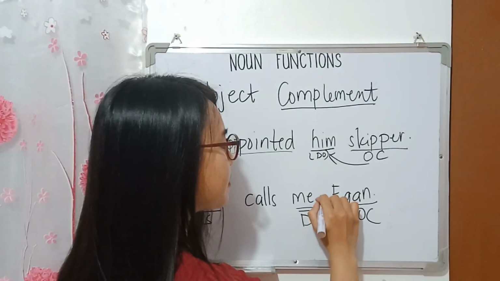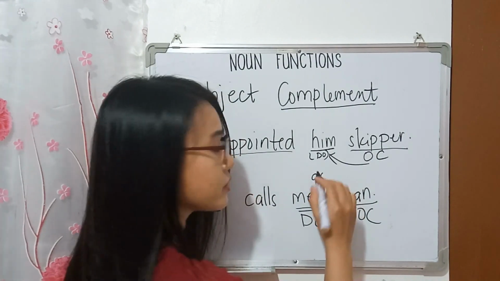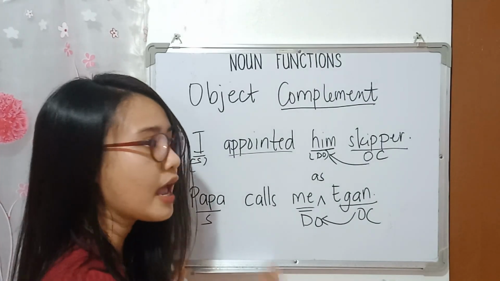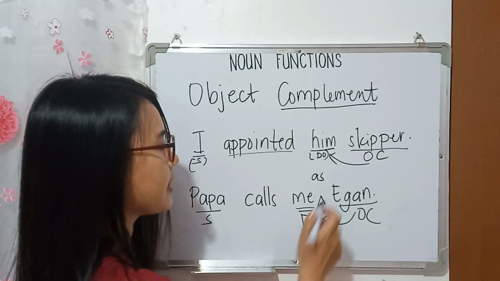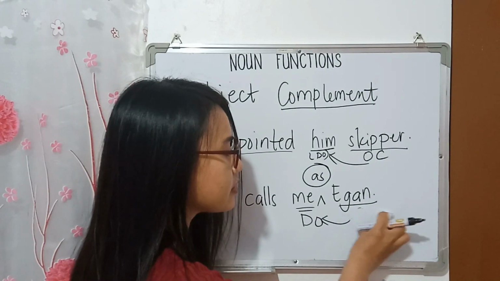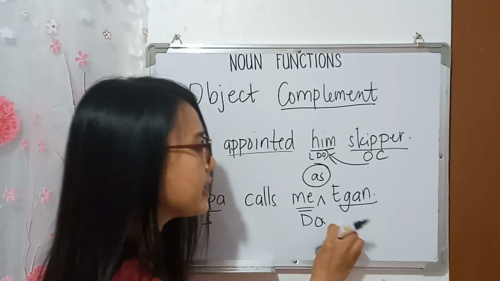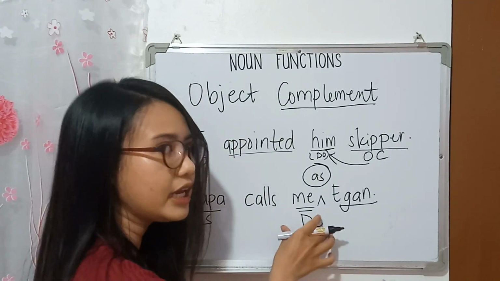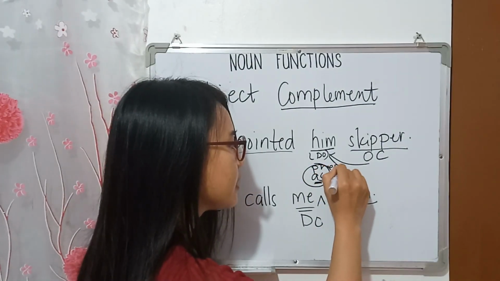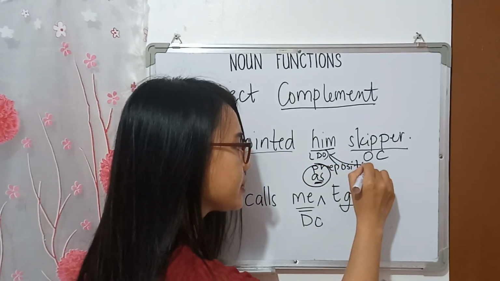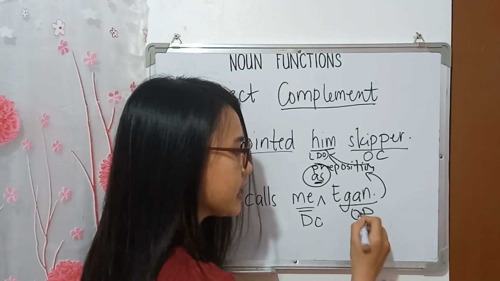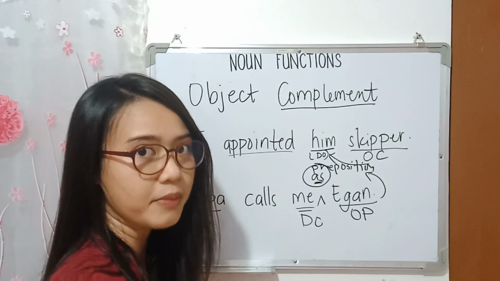If there is the presence of the word as, well, if you're going to construct the sentence this way, there is no problem with that. However, if there is the presence of this word as in the sentence, Egan here is no longer the object complement, completing the meaning of a DO, because as is a preposition. And since this is a preposition, the noun after it is already the object of the preposition. Remember that.